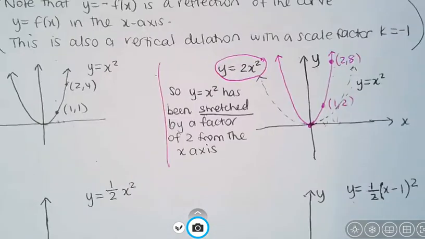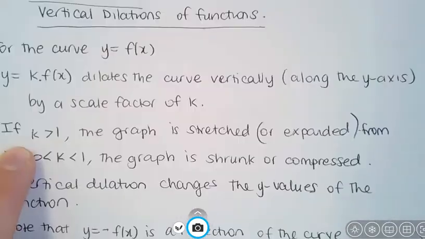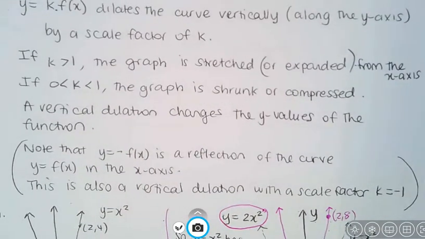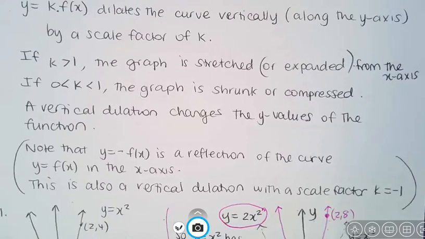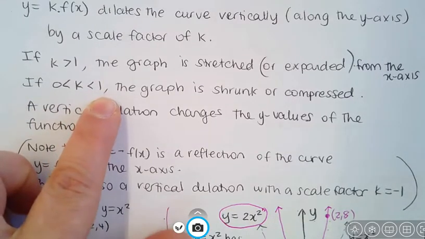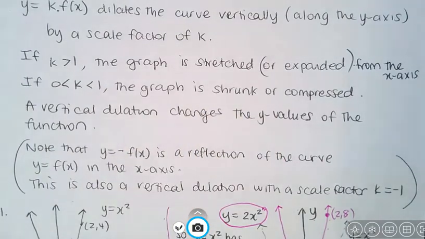So if k is greater than 1, the graph is stretched or expanded from the x-axis. I would just use the word stretched. Now, if k lies between 0 and 1, in other words, if it's a fraction, the graph is shrunk or compressed.